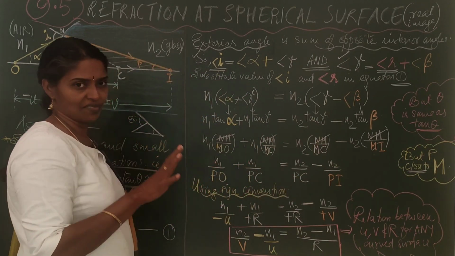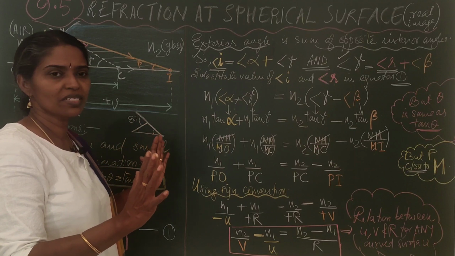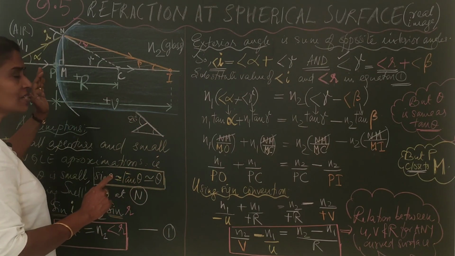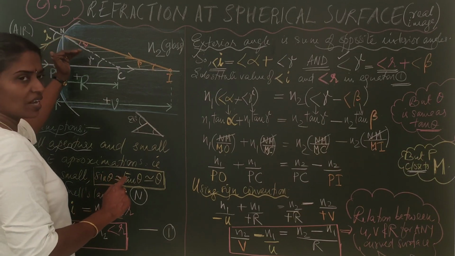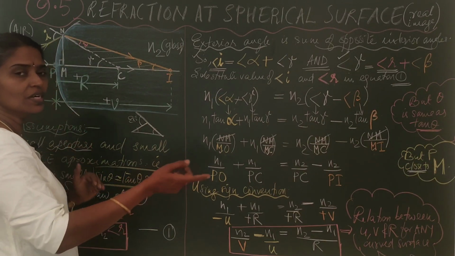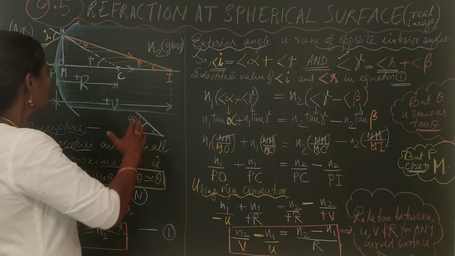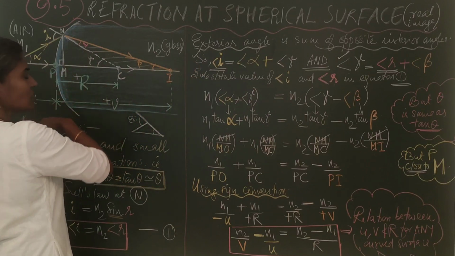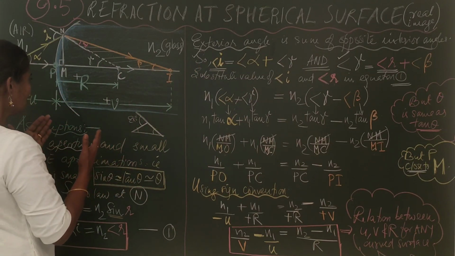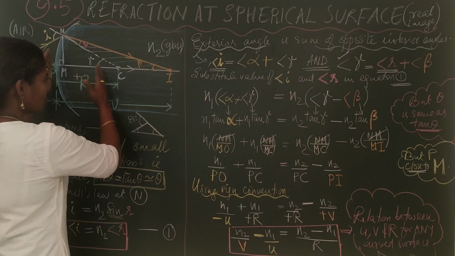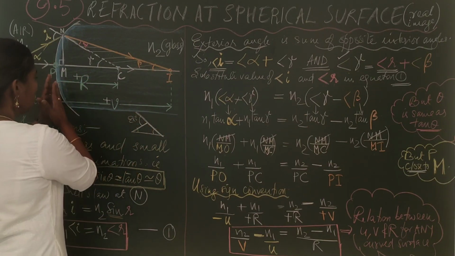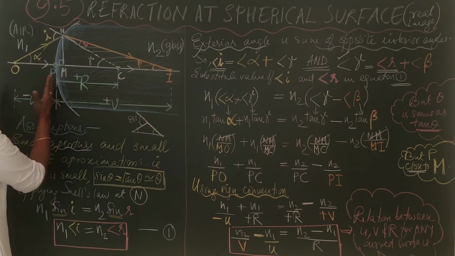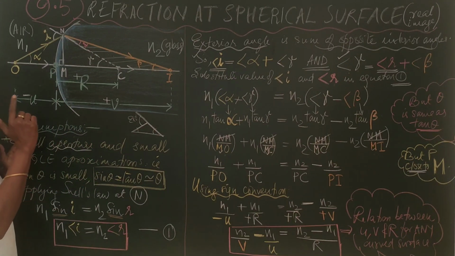Now you know the sign convention. All the measurements are done from P, the pole. And what's the condition? Whatever be the direction of the incident ray, that is taken as positive, the reverse is negative. So left to right is the incident direction, that is positive, the reverse is taken as negative. Here you can see from the figure, R is positive, measured in this direction. V is positive, measured in this direction. What about U? U is measured in the reverse direction, so it becomes negative.